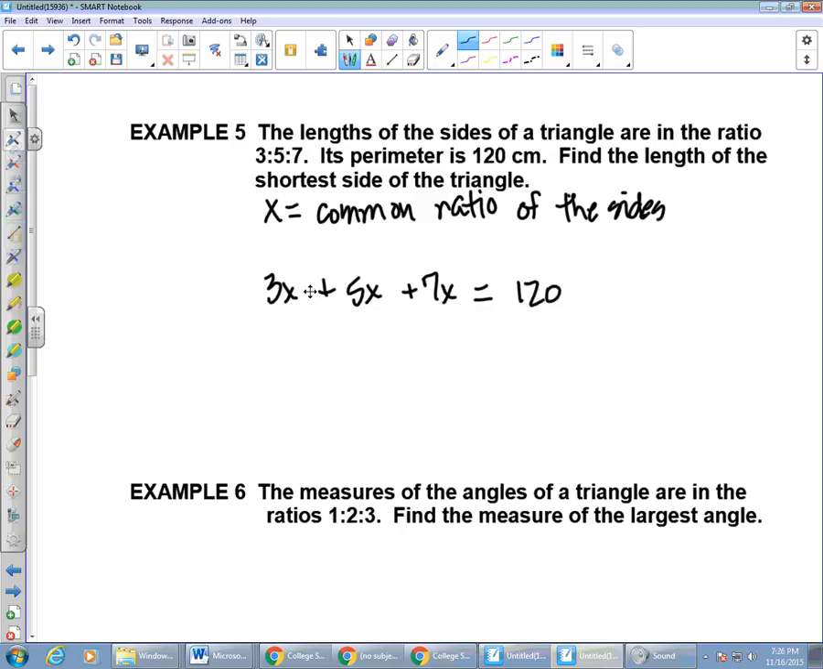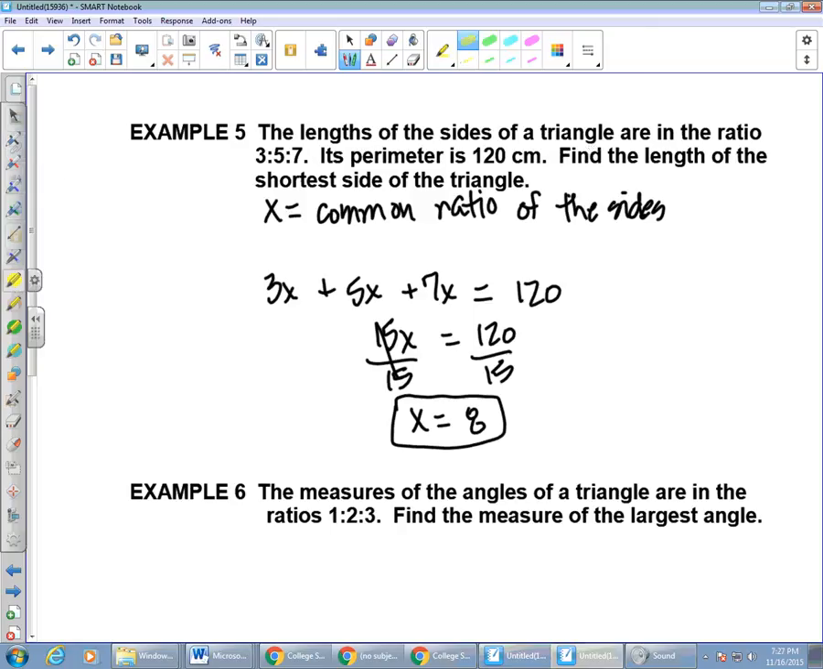How do we find perimeter? We add up all the sides. So 3x and 5x is 8x, plus 7x is 15x equals 120. We're going to divide both sides by 15. And so the value of x, the common ratio, is actually going to be 8 here. But notice what they tell me to find.